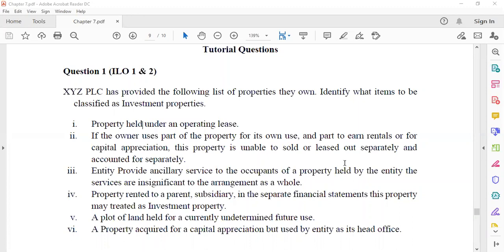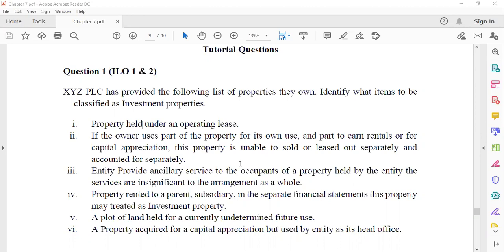If you think in that direction, you can see the first one, property held under an operating lease. Property held to be leased. I asked you to add that, to be leased under an operating lease. So it is exactly the kind of property that will earn a rental. If you lease something out under an operating lease, you are earning a rental. So it's an investment property. Therefore, the first one, you need to identify it as an investment property. Right?